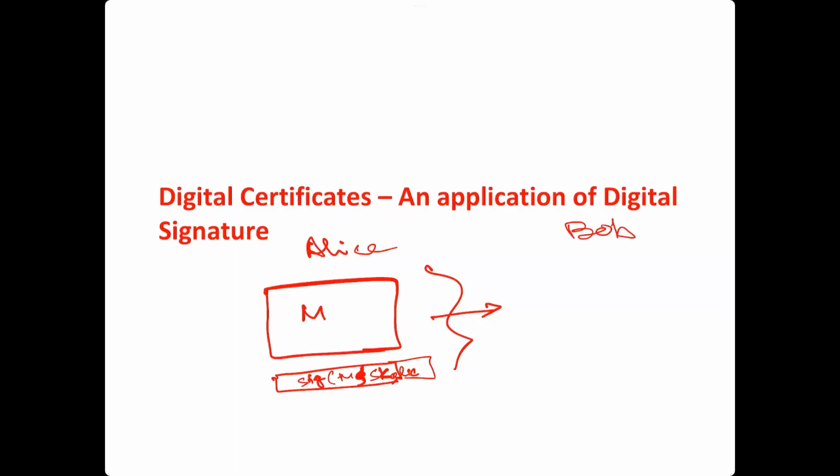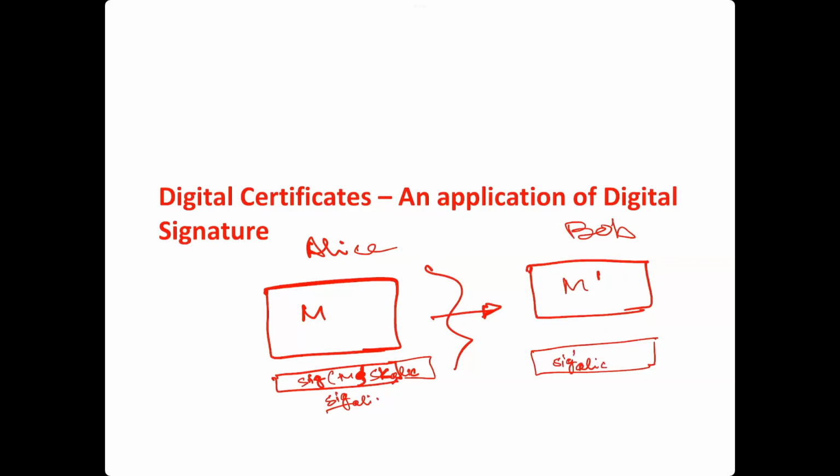What will Bob do? Bob will receive, say, M dash. Ideally, M and M dash should be the same, and he gets this signature, let's call it sig dash Alice. Now Bob has received this, and he has to work on finding out whether the signature is good or not.